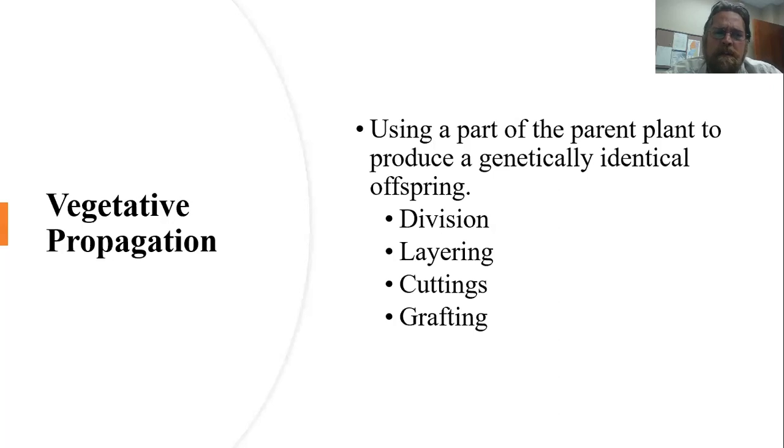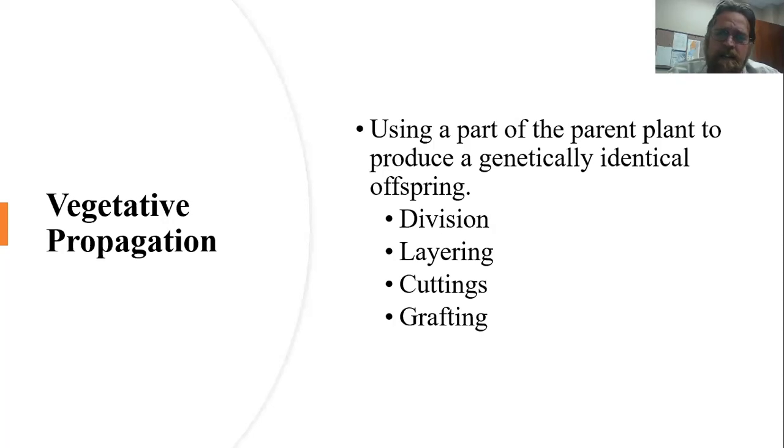What's really important when we talk about vegetative propagation is that we are using a part of that parent plant to produce a genetically identical offspring. So unlike sexual propagation or seed propagation, where you have a completely new, genetically new individual, in the case of vegetative propagation, what we're essentially doing is producing a clone of that original plant. And that has some advantages and some disadvantages.